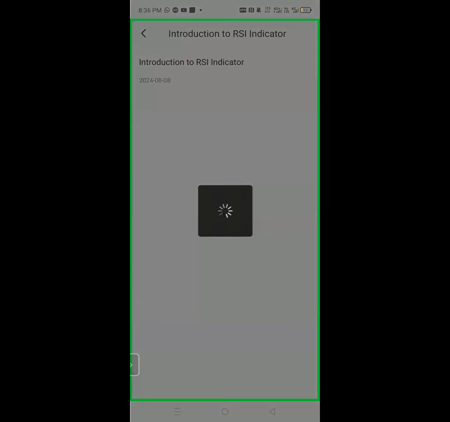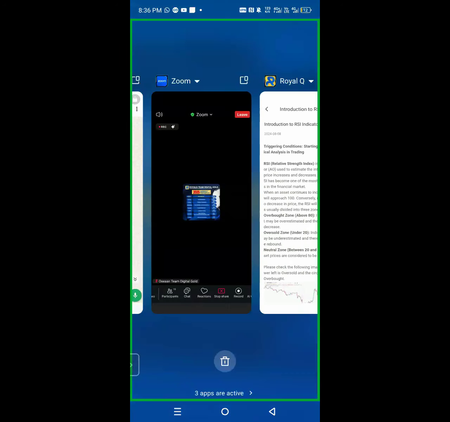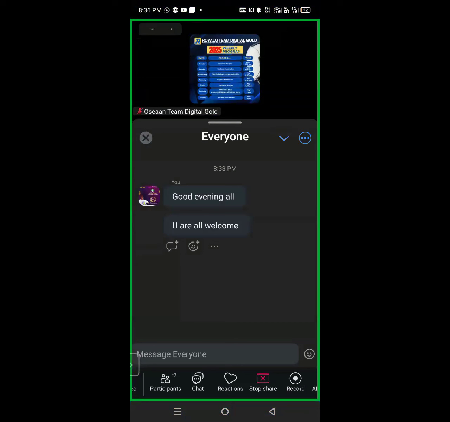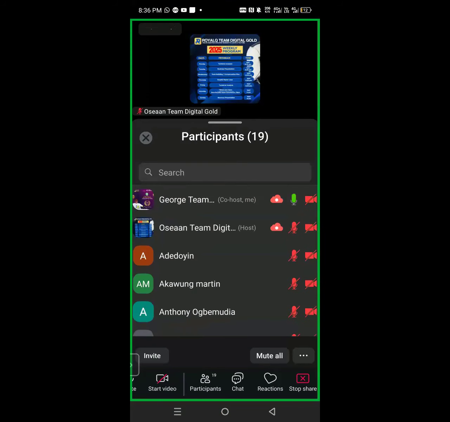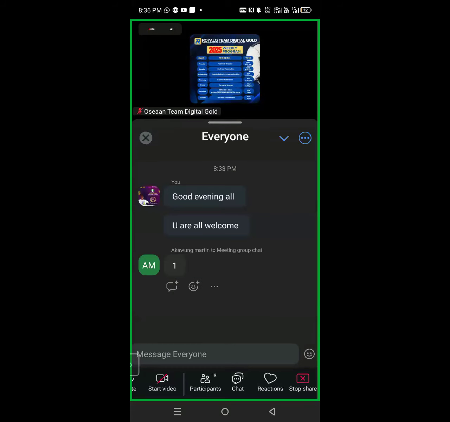Okay. So I hope you can see my screen. Please, if you can see my screen, on the chat, just type 1. I hope you can see my screen.